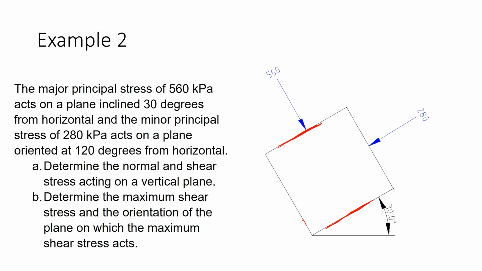And so this angle must be our 30 plus 90, so that gives me my 120. And so this plane here is oriented at 120 degrees from horizontal. For this problem, we want to determine the normal and shear stresses acting on a vertical plane. And then we want to determine the maximum shear stress and the orientation of the plane on which the maximum shear stress acts.